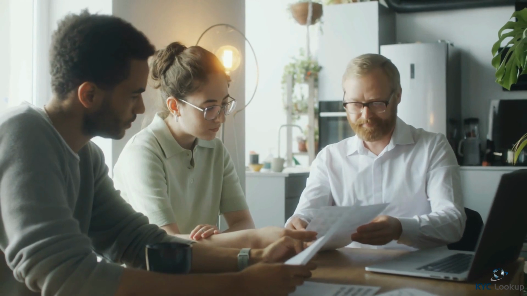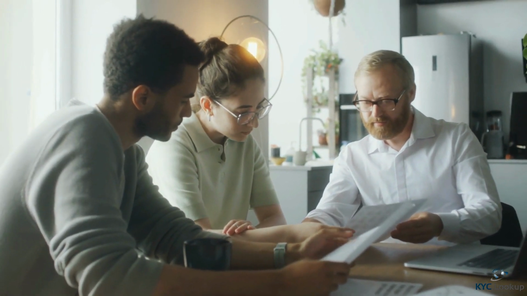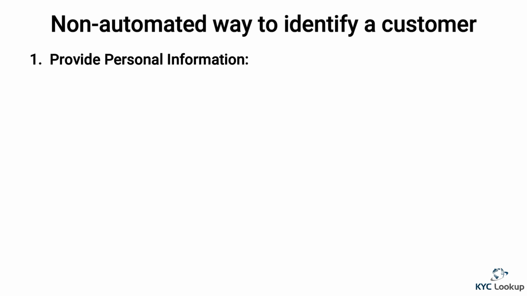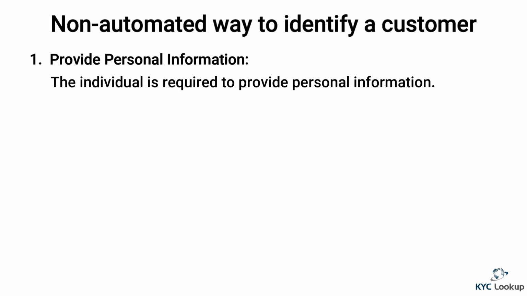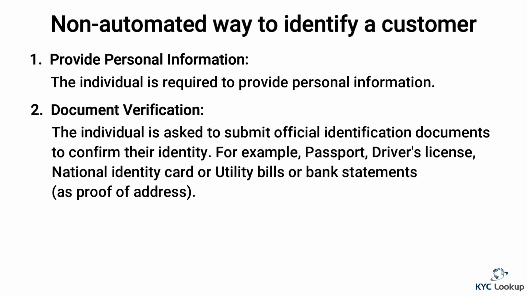Let's take a look at a non-automated way to identify and onboard an individual as a customer. Here are the typical steps. 1. Provide personal information. The individual is required to provide personal information. 2. Document verification. The individual is asked to submit official identification documents to confirm their identity, for example, passport, driver's license, national identity card or utility bills or bank statements as proof of address.